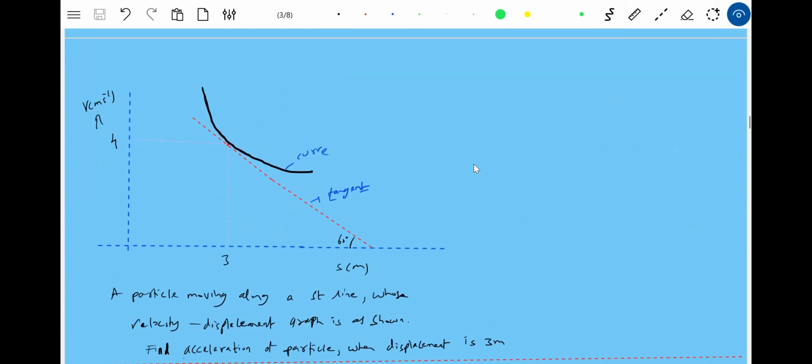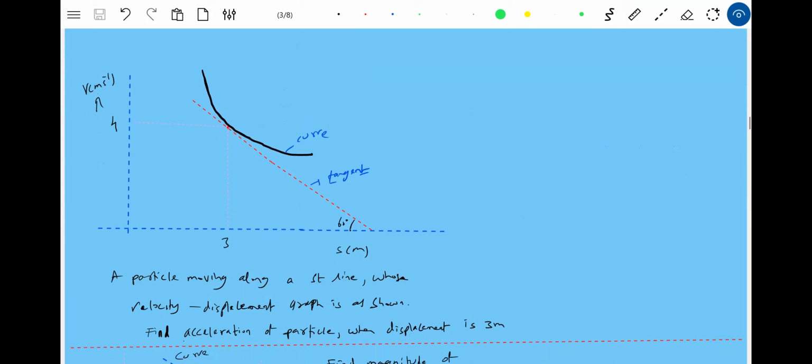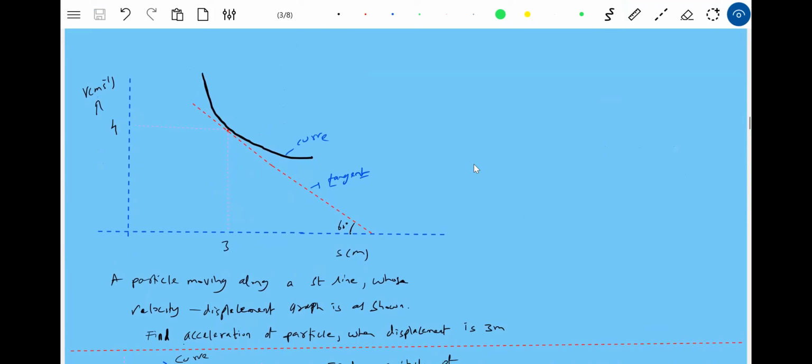The V versus S graph. Some information is given about the curve. A particle is moving along a straight line whose velocity displacement graph is as shown. Find the acceleration of the particle when displacement is 3 meters. We know acceleration is equal to v dv by ds. What is the velocity of the particle when s equals 3 meters? It is equal to 4.